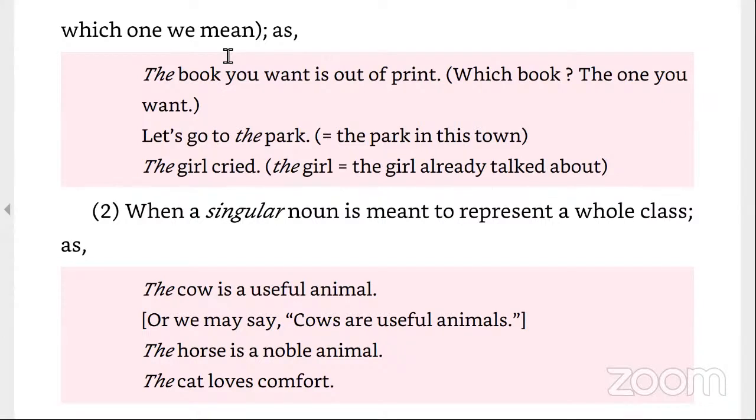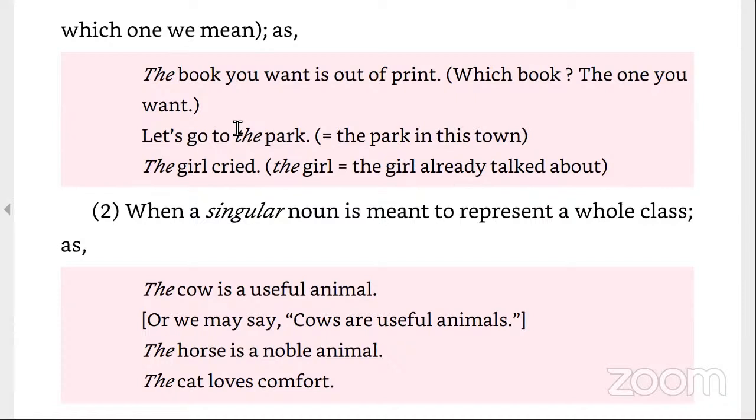Now look at the example. The book you wanted is out of print. You have gone to a shop and you look for a particular book. And the shopkeeper says, the book you want is out of print. That means the publisher is no more printing that particular book which you want. Let's go to the park. The park, you are talking about one particular park, that park which you know. The girl cried. That means you have already spoken about one particular girl, and that girl, she cried.